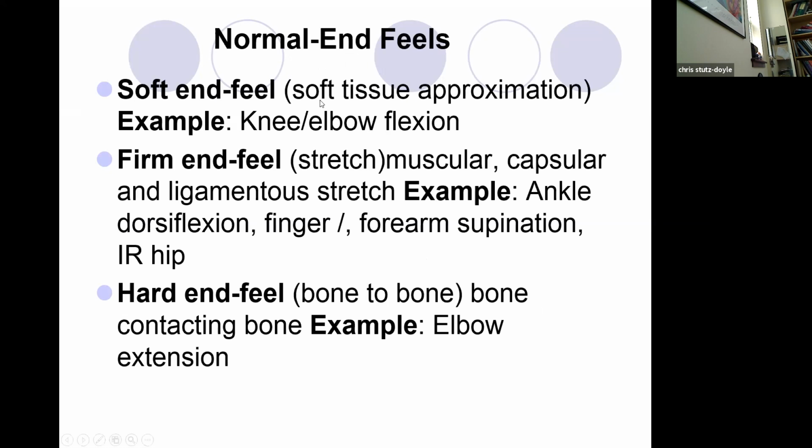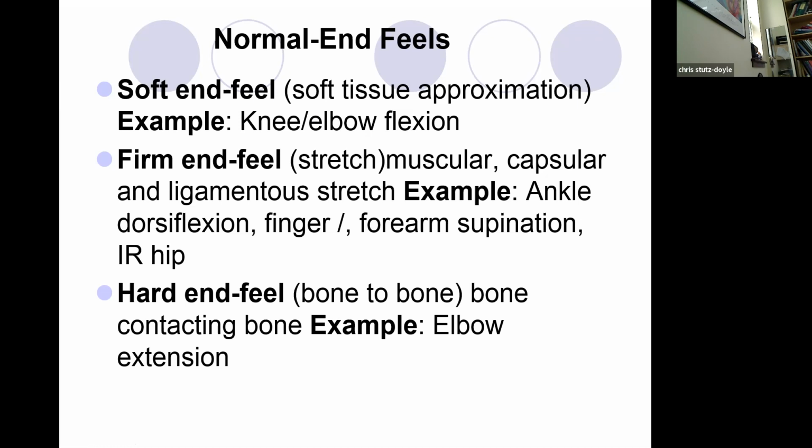So a soft end feel is that contact between some kind of soft tissue, right? So soft tissue approximation. Example is knee and elbow flexion. So we have soft tissue that we could feel at the end of our motion. So if we take our elbow or our knee and we passively flex it, and we apply a little overpressure and feel some kind of restriction to passive movement, it's soft.